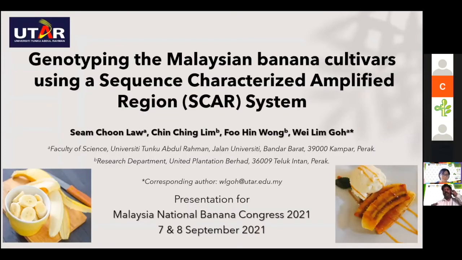So today I'm going to share with you a small preliminary result of a collaborative work between United Plantation and me. It is about genotyping banana cultivars using a SCAR marker system developed previously. So we are testing out the existing marker system to identify cultivars in Malaysia.